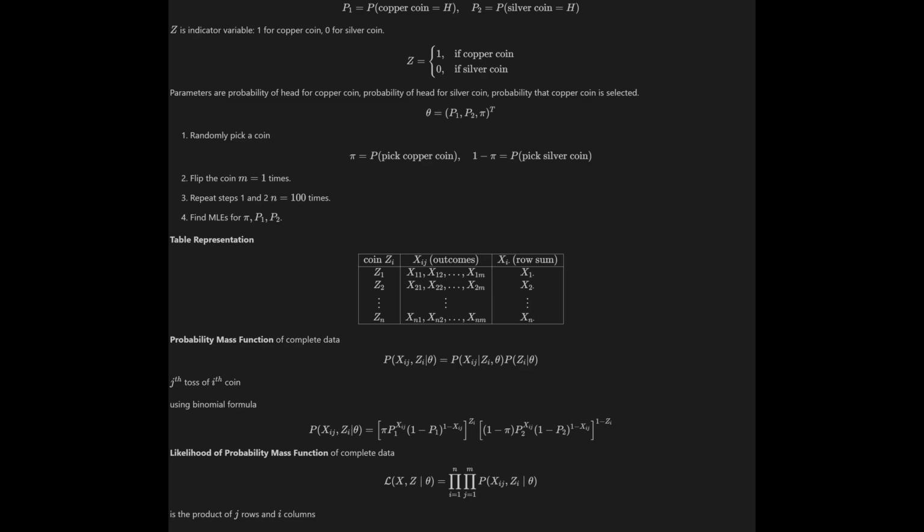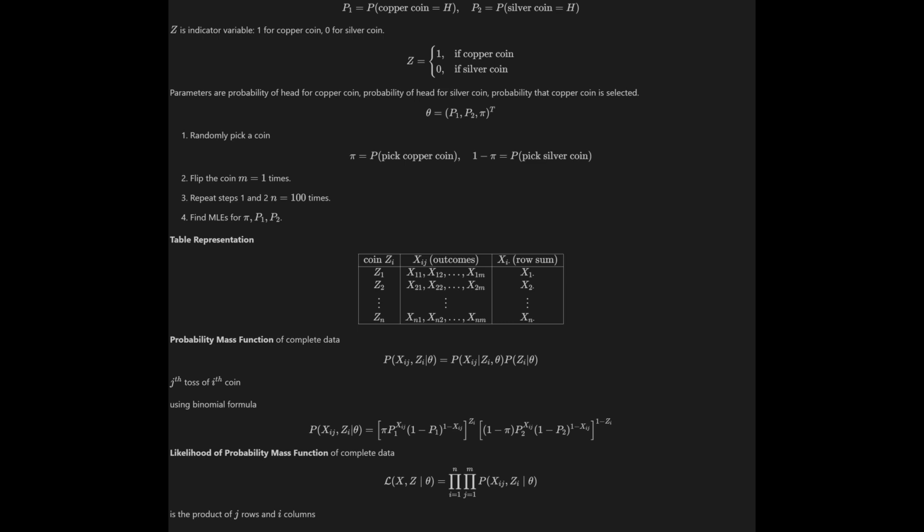We have incomplete data from two coins, one copper and one silver. The copper coin has probability P1 of landing heads. The silver coin has probability P2 of landing heads. The vector x is given as 100 tosses where one coin is selected at random and tossed.